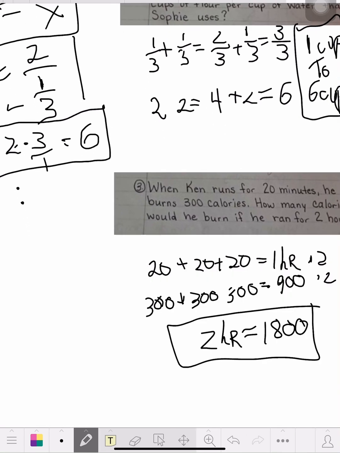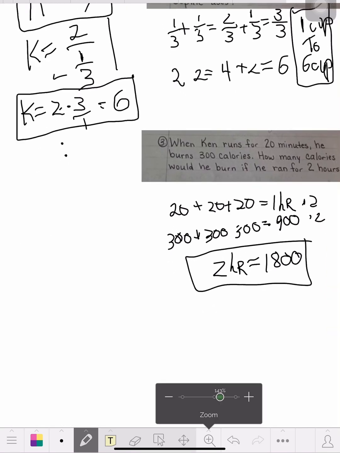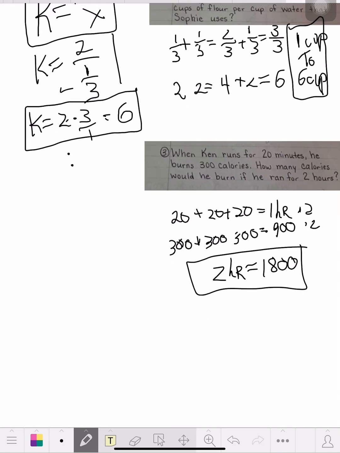Okay? Let's go down to the next one. The next one's a little tougher. It's going to require a little more thought. I'll tell you why. You ready? Because they gave you 2 different things. They gave you minutes and they gave you hours. So you could break this into minutes and hours.